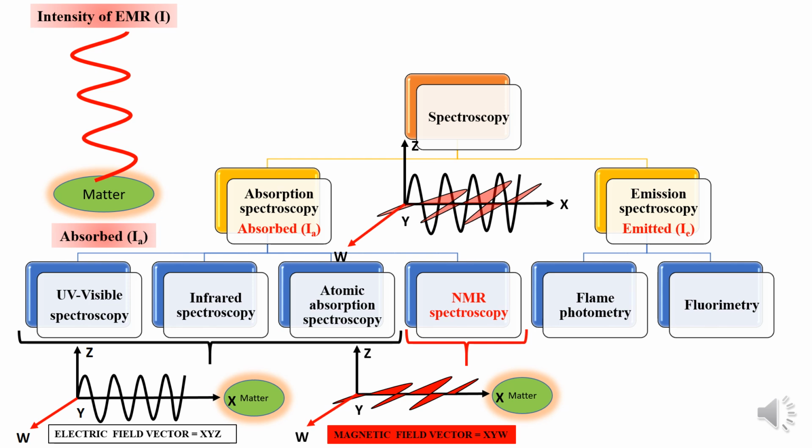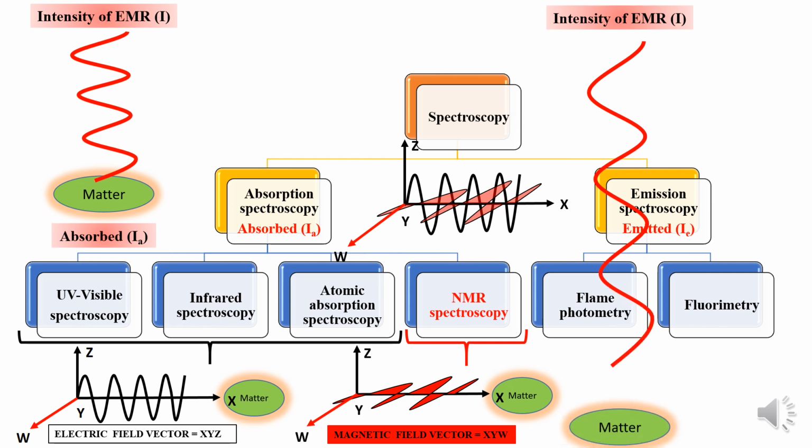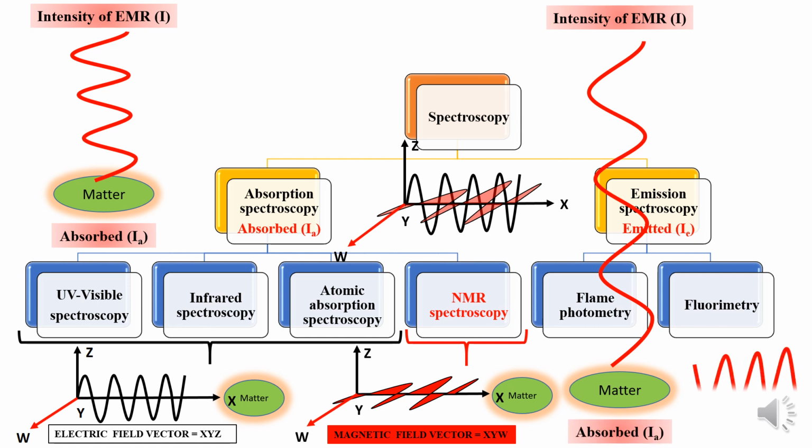So that's about the absorption spectroscopy. What about the emission spectroscopy? In case of emission spectroscopy, when the electromagnetic radiation strikes the matter, a certain amount of radiation is absorbed, and later on the absorbed radiation is released in the form of radiation. That is, a certain amount of energy is emitted in case of emission spectroscopy. So in case of absorption spectroscopy, we try and measure the amount of radiation absorbed by the drug molecule, while in case of emission spectroscopy, we try and measure the amount of radiation emitted by the drug molecule.